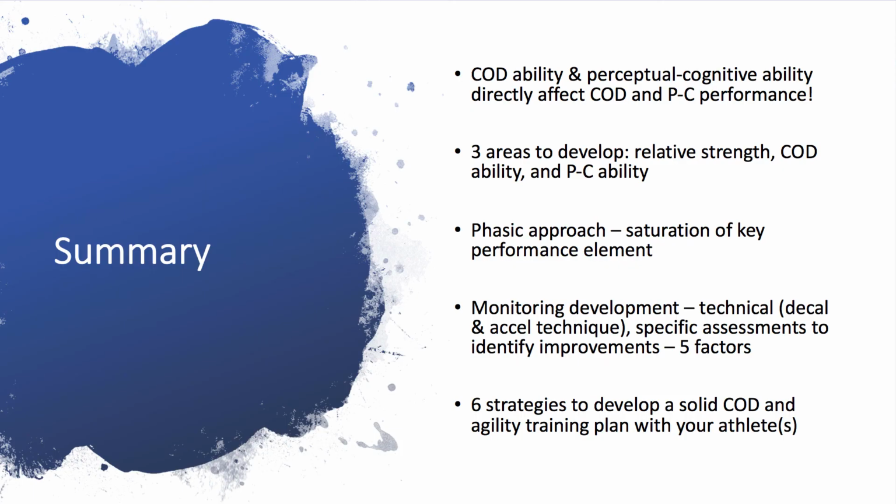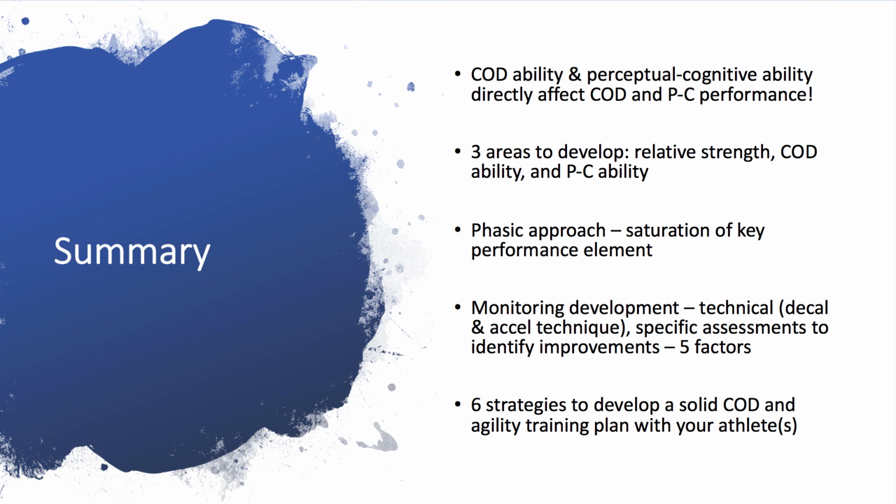In summary, there are 5 main points. Change of direction ability and perceptual cognitive ability directly affect change of direction and perceptual cognitive performance. Okay, so it's the specificity of training that will dictate the outcome. As well, there are 3 areas when we come down to agility that we want to develop: relative strength, change of direction ability, and perceptual cognitive ability. When you're making a training plan, it should be a phasic approach, where you have saturation of key performance elements during various phases. And the length of the phases will be dictated by how much time you have with that individual.